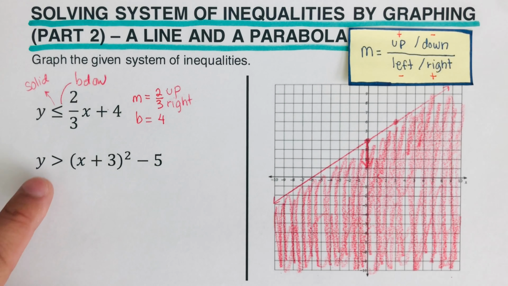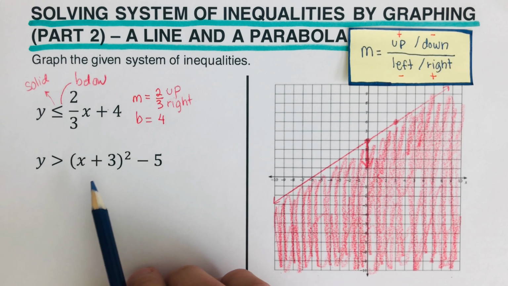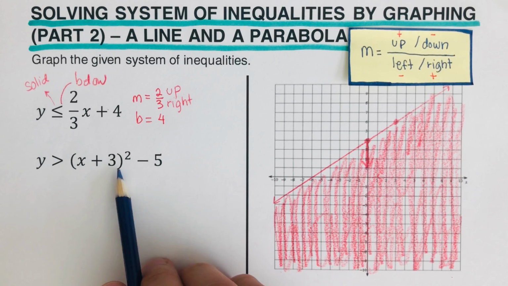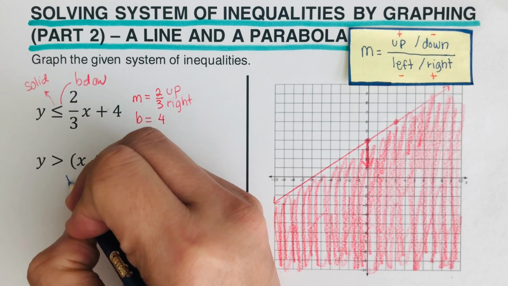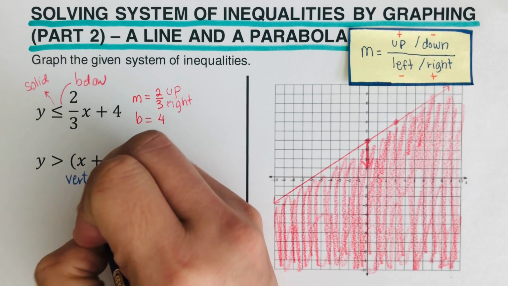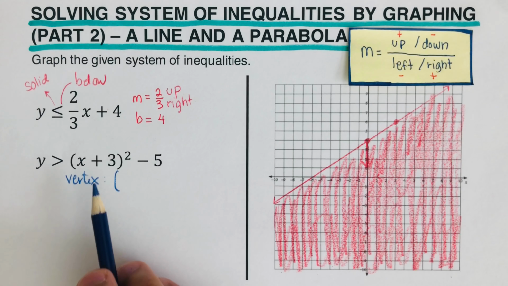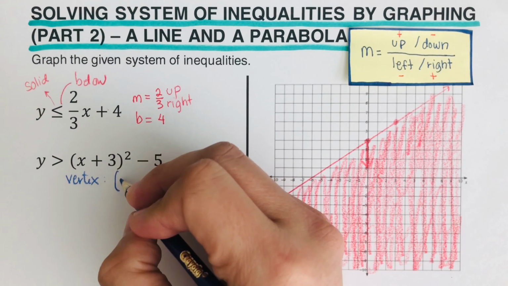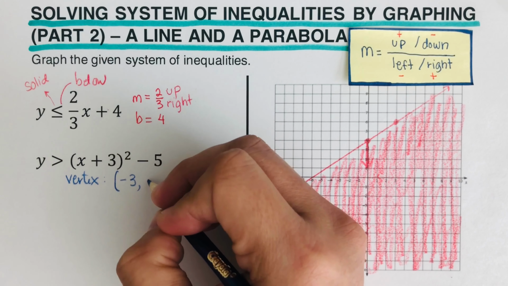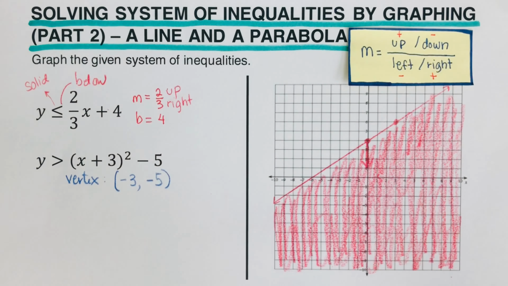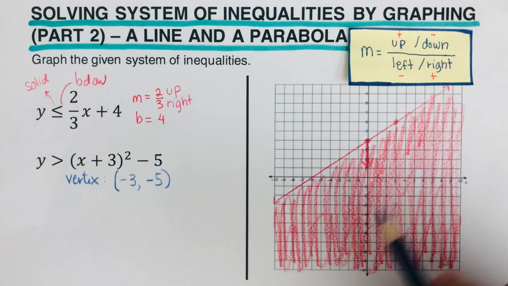Now let's have the second graph right here. So this one right here is a parabola. We determine the vertex first. So from here, we can say that the vertex is, remember, we switch and keep. So that would be on -3 and -5. So then we can go ahead and write the vertex at (-3, -5).